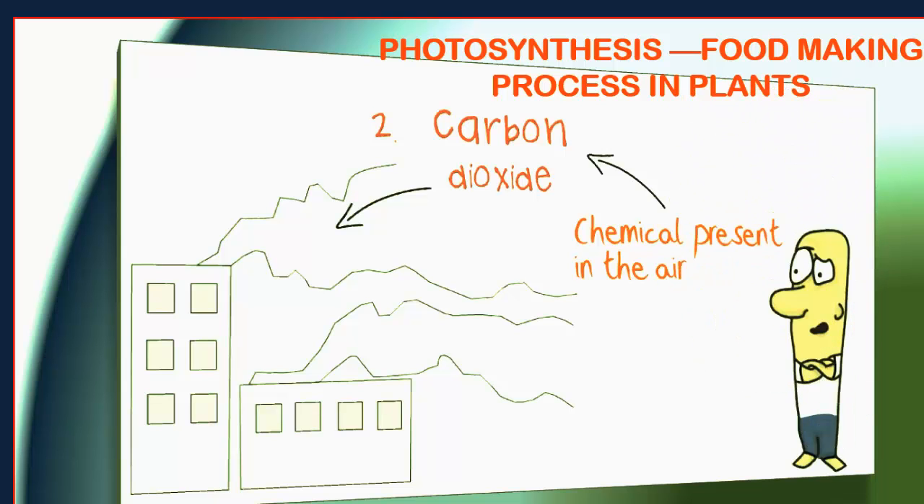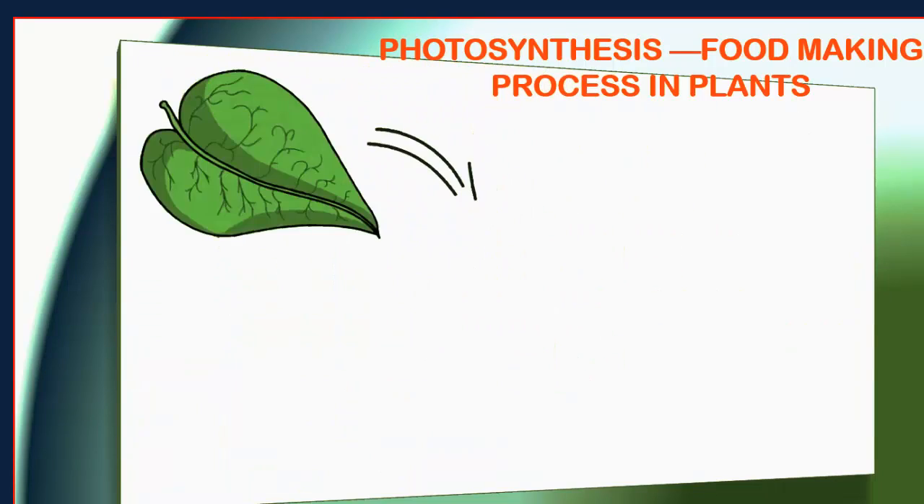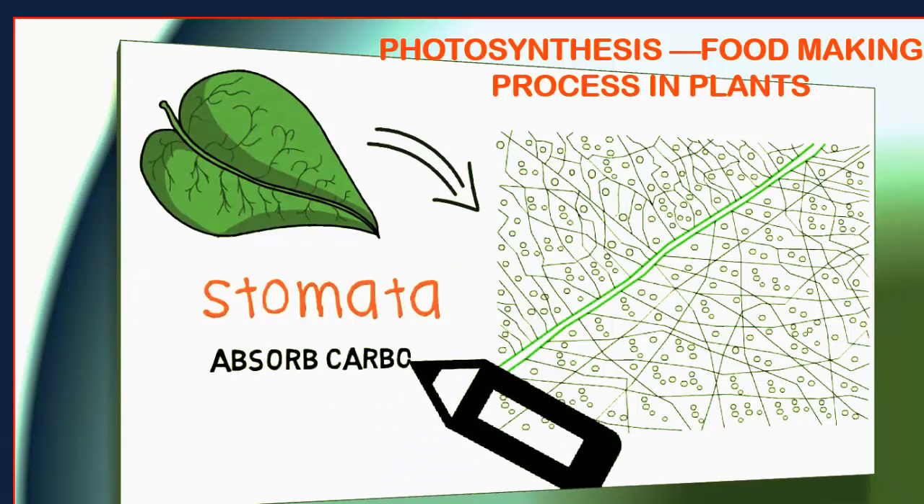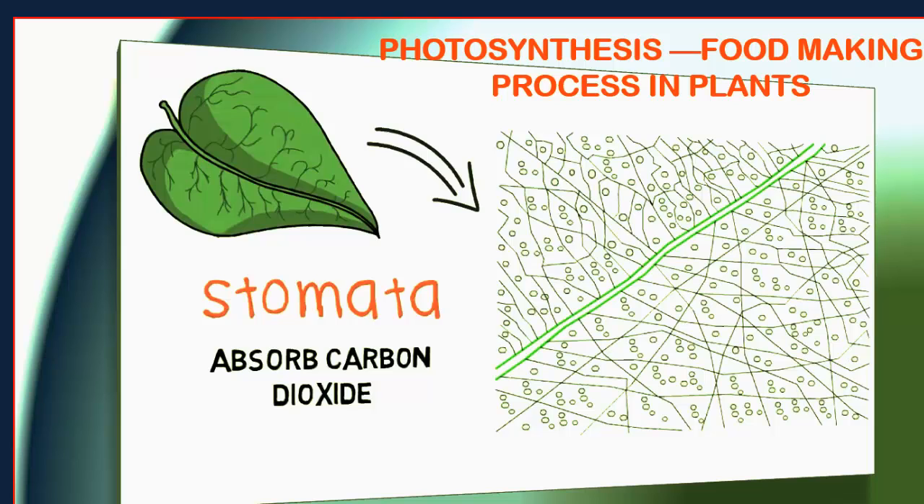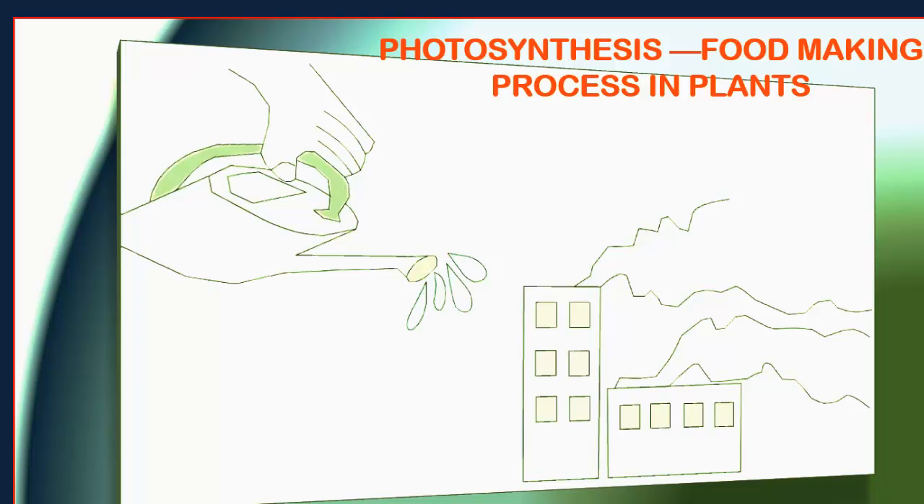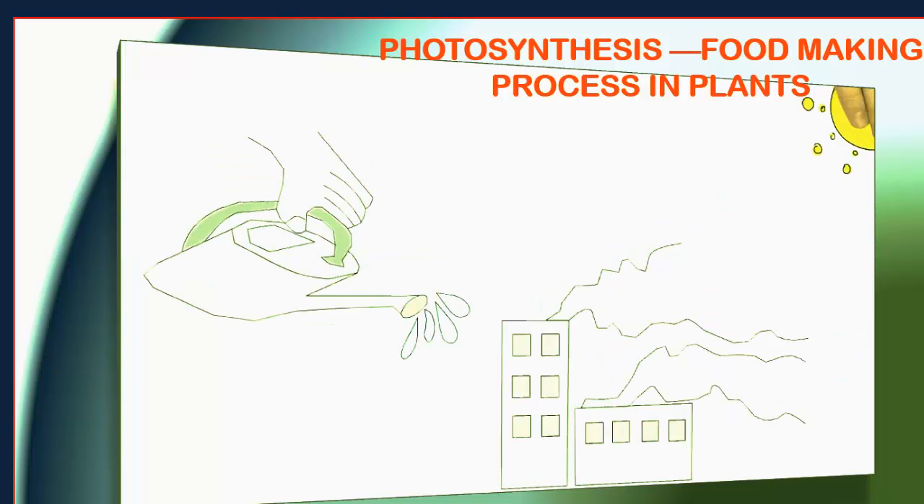You've probably heard of carbon dioxide. It is a chemical that is in the air. So how do plants absorb carbon dioxide? Well, plants have small openings on their leaves. These are called stomata. Carbon dioxide is absorbed through these small openings.